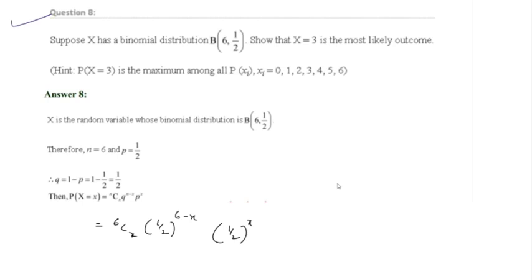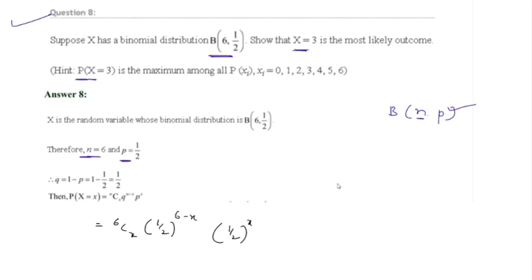The first question is, suppose X has the binomial distribution B(6, 1/2). Then show that X equals 3 is the most likely outcome. As usual, the binomial distribution is B(n, p), where n stands for the number of finite random experiments, whereas p is the probability of success. Here n equals 6 and p is 1/2, right? So a hint has also been given.